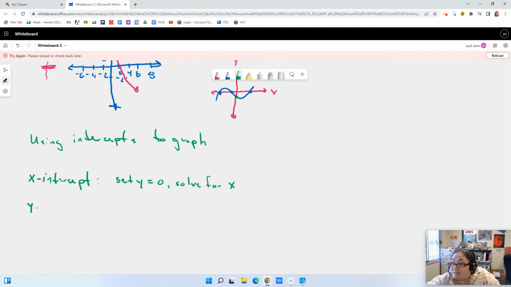For the y-intercept, so if for the x-intercept, I set y equal to 0 and solve for x, the y-intercept is the opposite of that, right? So for the y-intercept, we are going to set x equal to 0 and solve for y.